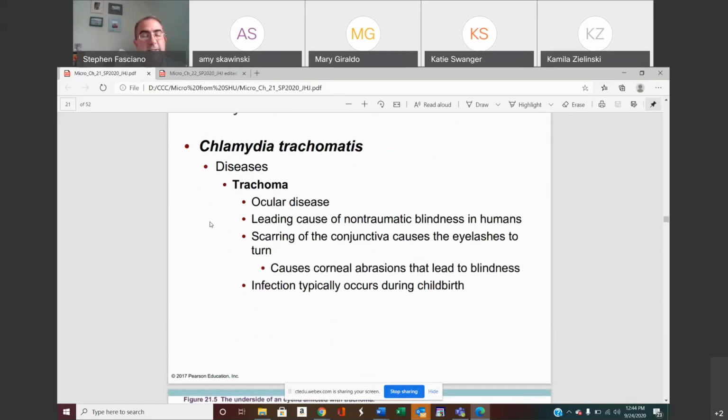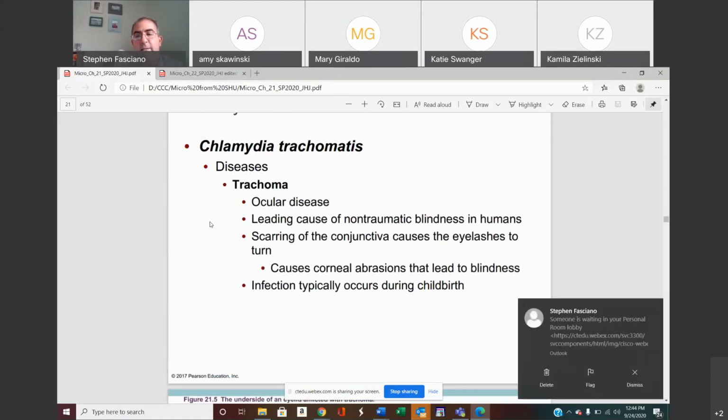Trachoma is the ocular disease. That's the one that's more common worldwide. It is one of the leading causes, or the leading cause, of non-traumatic blindness in humans. So the leading cause of blindness that's not something like a traumatic accident happening to your eyes. Scarring of the conjunctiva, which is the layer that covers your eyes, causes the eyelashes to turn.